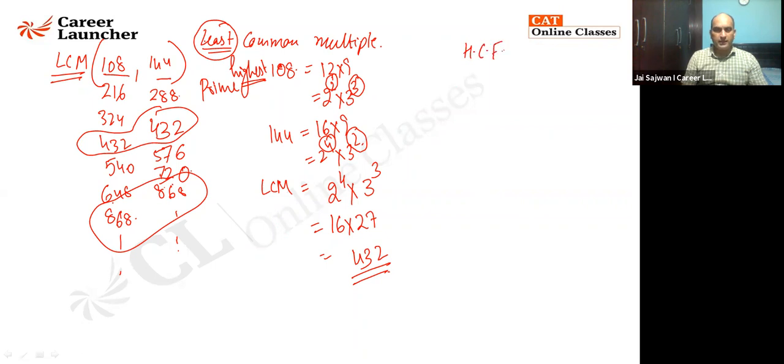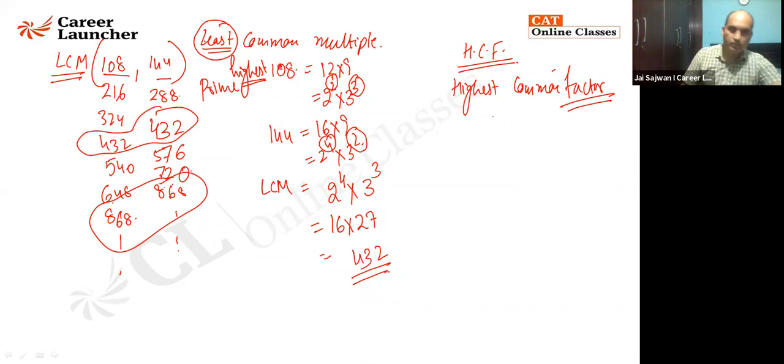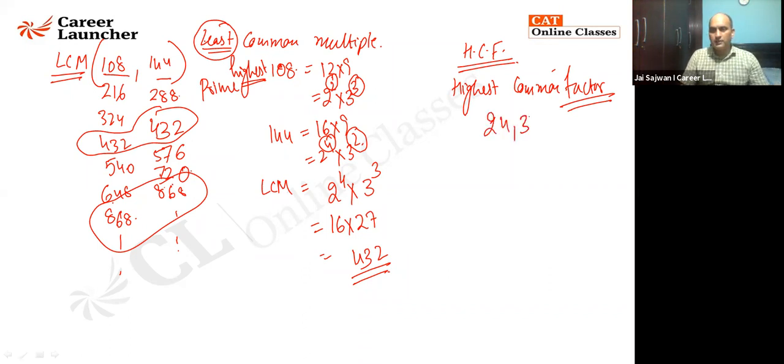So the next thing here is HCF, that comes out to be highest common factor. First, let's talk about the numbers 24 and 36. So I know there are three words which are coming here as highest common factor.